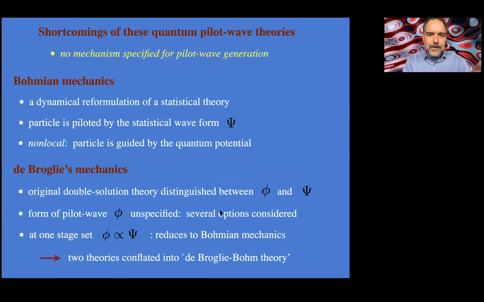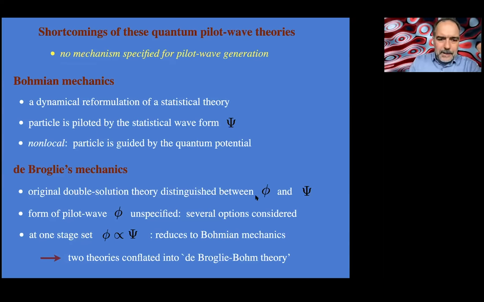Okay, so the shortcoming in these quantum pilot wave theories is that they nowhere write down a forced wave equation, where you have a particle forcing its pilot wave. Bohmian mechanics we saw as a dynamic reformulation of a statistical theory. So you have the particle basically being piloted by a statistical waveform, so it's non-local. De Broglie's mechanics, on the other hand, had the potential to be local, but it was incomplete.